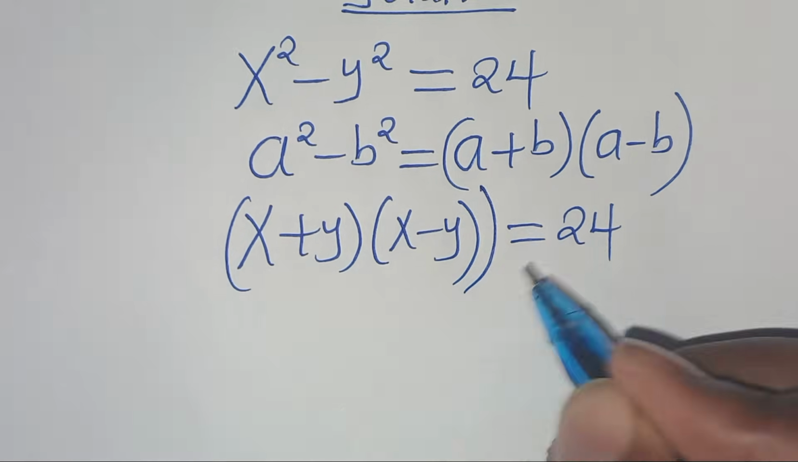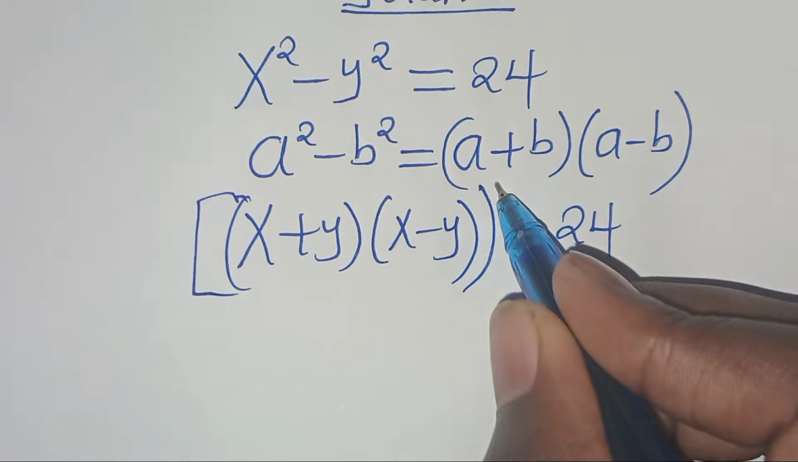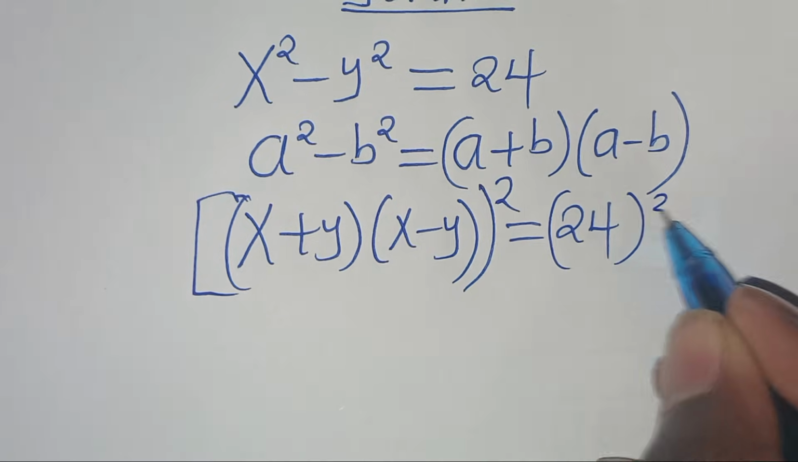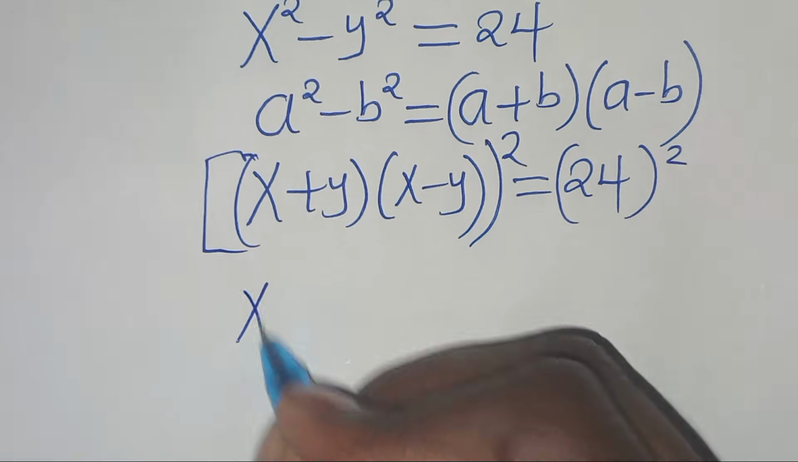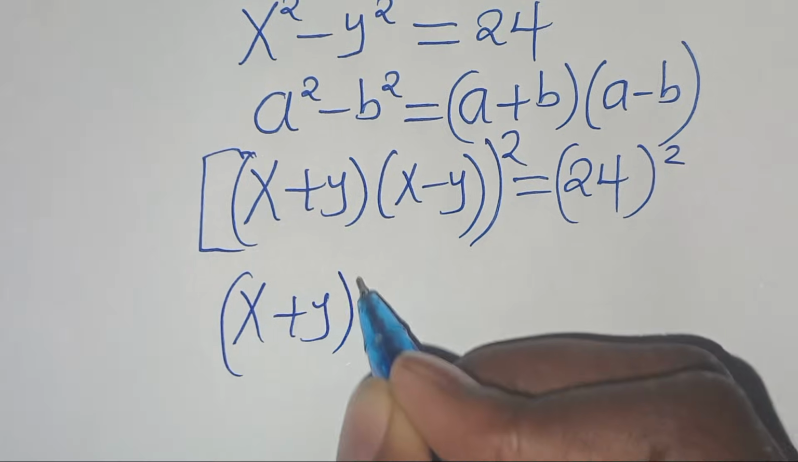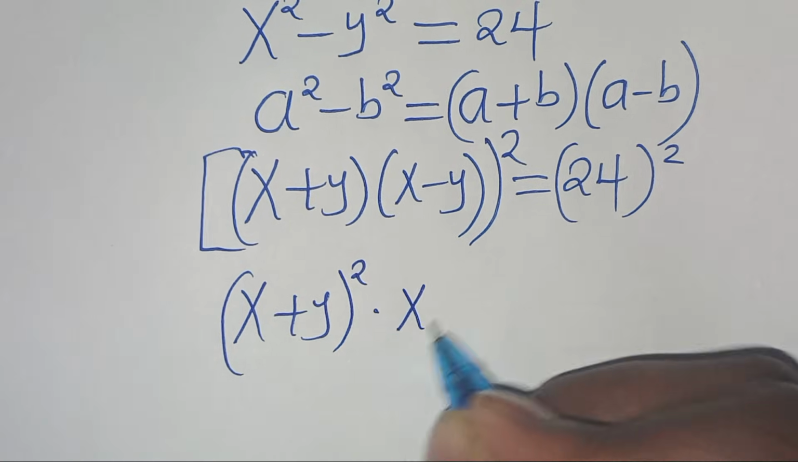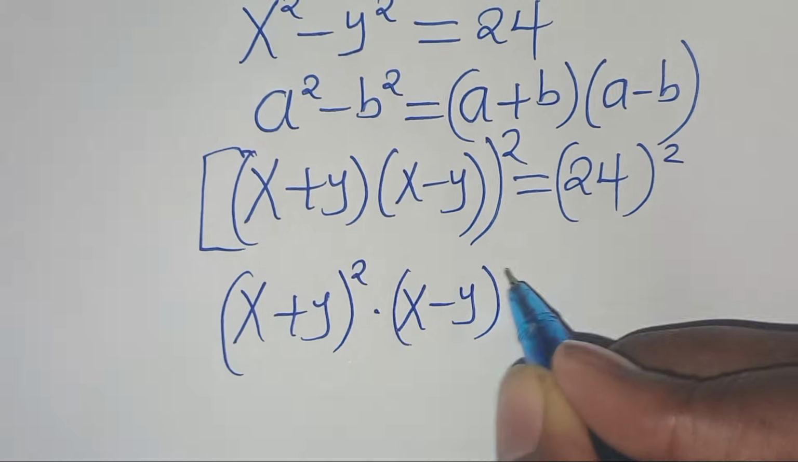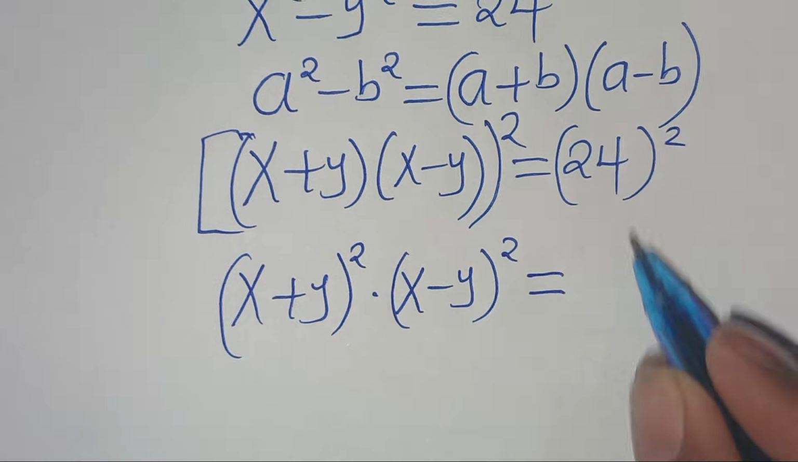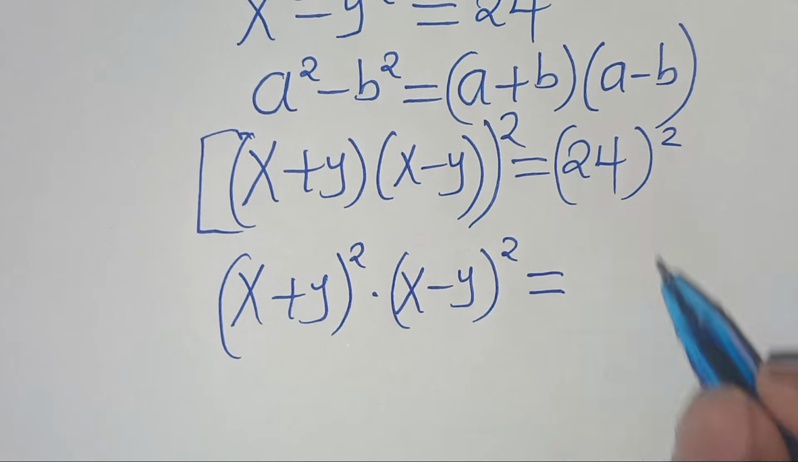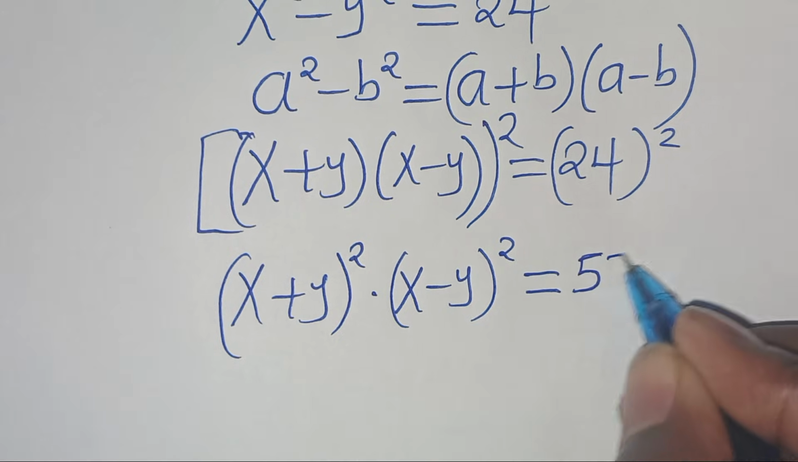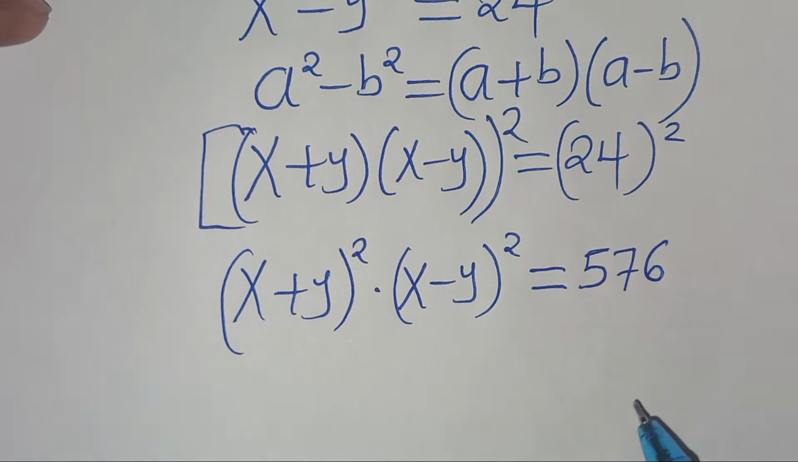So the next step is to square on both sides, so that now we have x plus y raised to the power of 2 multiplied by x subtract y raised to the power of 2. This is equal to 24 to the power of 2, and this is equal to 576.